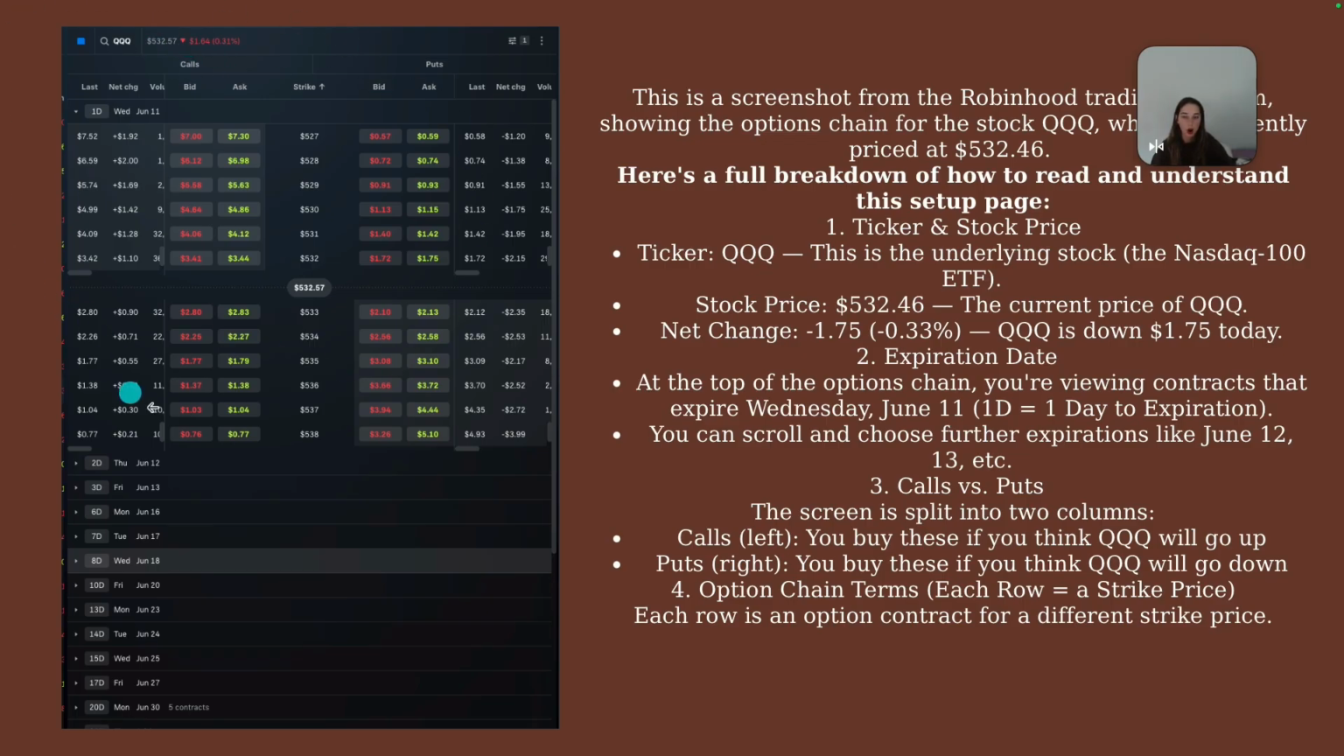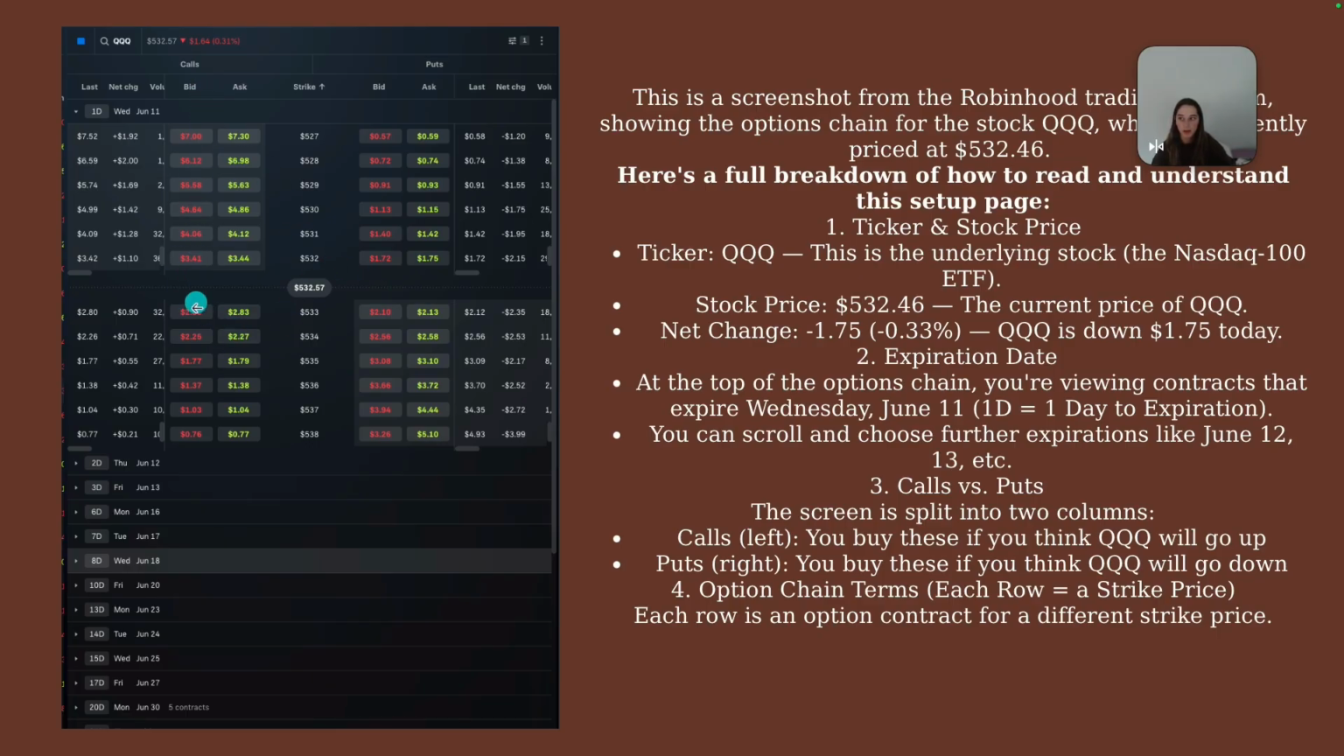Down here we have our options page setup. This is going to be your strike prices. So you're saying that you think QQQ will either go up to a certain price or go down to a certain share price. And this is how much the contracts cost. Now you have to multiply each of these by 100. So you see right here, these 532 contracts cost you $3.44. You have to multiply that by 100 because you're buying 100 shares. So in reality, this contract would cost you $344 to purchase one contract. So keep that in mind.